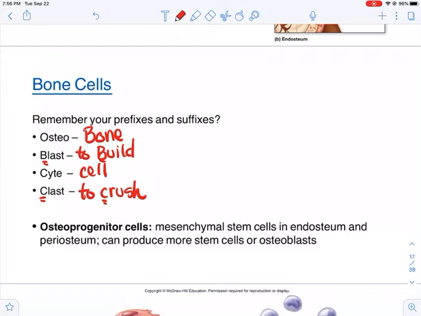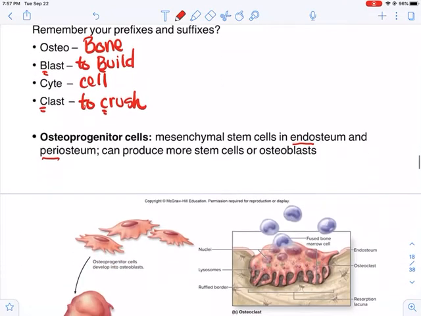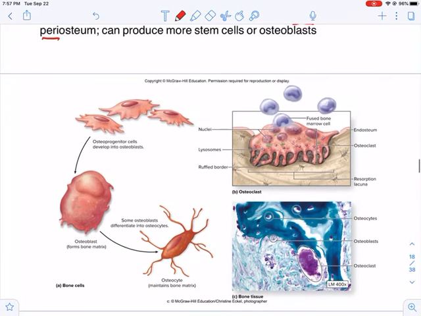Osteoprogenitor cells are actually the stem cells or the germline cells that create a lot of the cells that you see here, like osteoblasts, osteocytes. And you're going to find these cells in linings like the endosteum, which lines the inside of your long bones in the medullary cavity, or the periosteum. Remember, the word peri means to surround, and this actually lines the outside of bones.